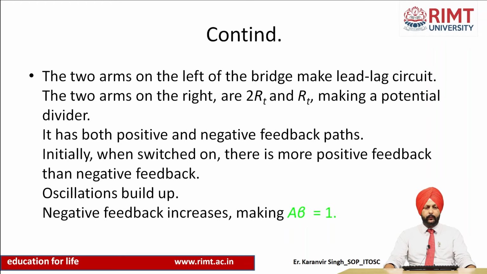So it has both positive and negative feedback paths. Initially, when the switch is on, there is more positive feedback as compared to negative feedback. So the oscillation builds up, and the negative feedback increases, making Aβ equal to 1, which is the loop gain. So the loop gain is going to be equal to 1 in the case of the Wien bridge oscillator.